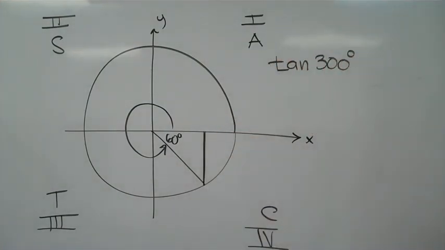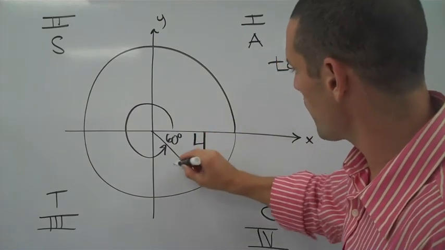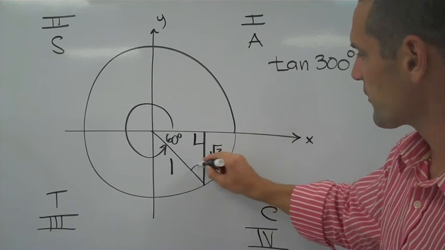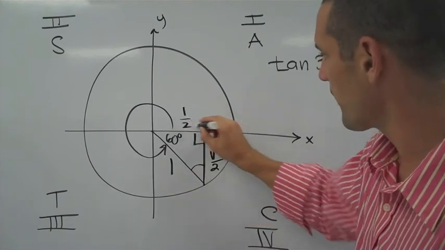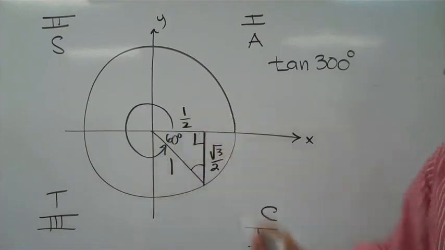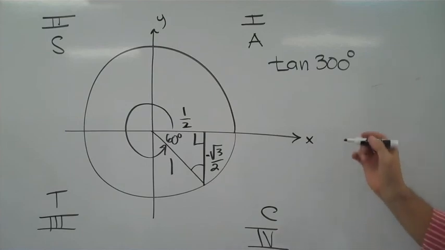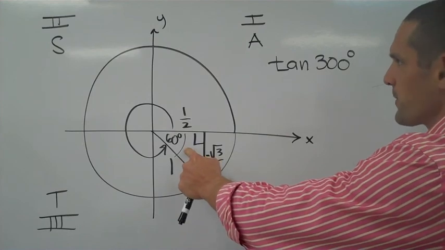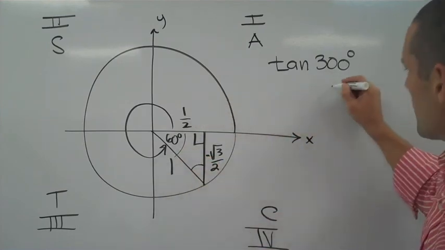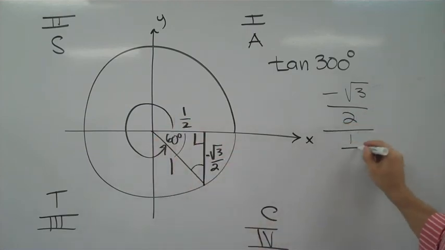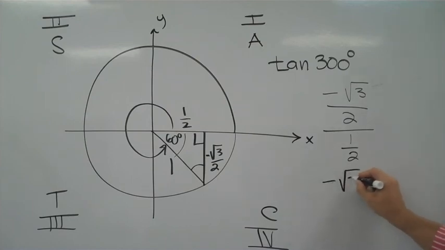I can make a triangle there, and if this is a 30, 60, 90 triangle, I know the ratios go 1. Across from 60 is the square root of 3 over 2, and across from my 30-degree angle, I have 1/2. Well, if I'm going over this way, the 1/2 is positive, and I go down, the square root of 3 over 2 is negative. Well, what is tangent? Tangent is the ratio of opposite to adjacent. Opposite of this angle of 60 degrees would be negative square root of 3 over 2 divided by 1/2. If you multiply by the reciprocal, which is 2, you'll get negative square root of 3.